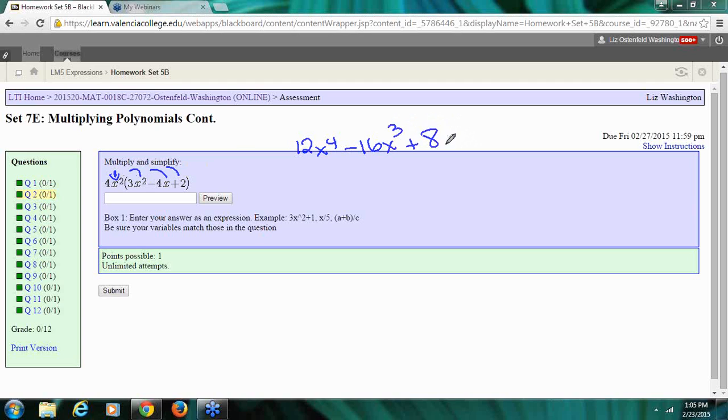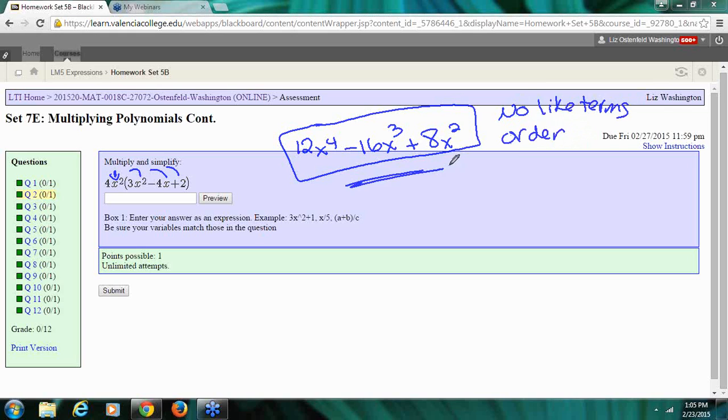4 and 2 give me 8. And then the x squared is unbothered. This cannot be simplified. There are no like terms. And it is also already written in order. So I'm good to go. This answer is good to go just as is.